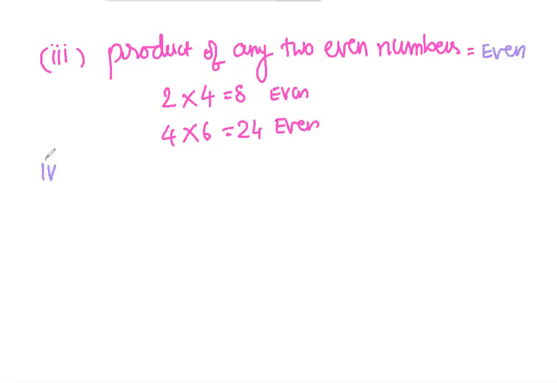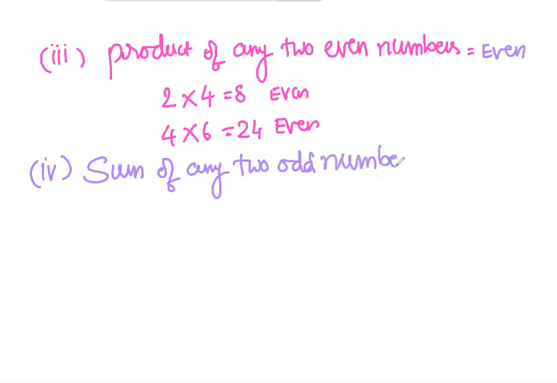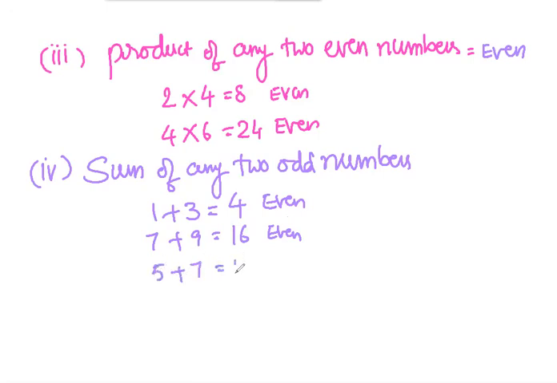If you take odd numbers, the sum of any two odd numbers. I take here 1 plus 3 is equal to 4, an even number. 7 plus 9 is 16, an even number. 5 plus 7 is 12, an even number. So the sum of any two odd numbers is also an even number.